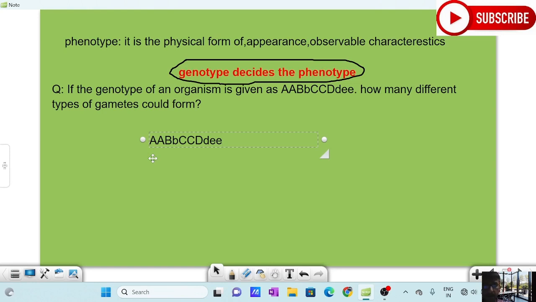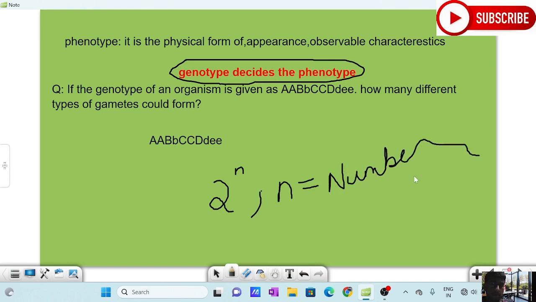I will say the answer will be 2 raised to n, where n is the number of heterozygous gametes.